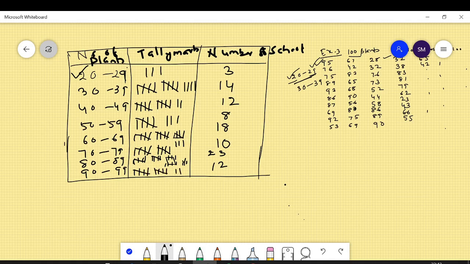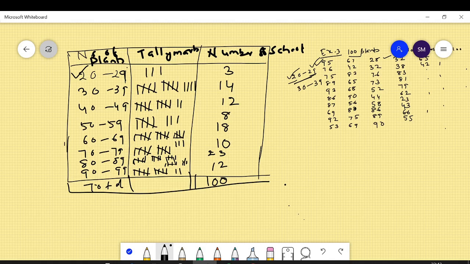Here the total: when you add these, we get 100 schools. They were given 100 plants, provided to 100 schools, and after 1 month the schools calculated and gave their records of how many plants survived. Then this is the frequency table.